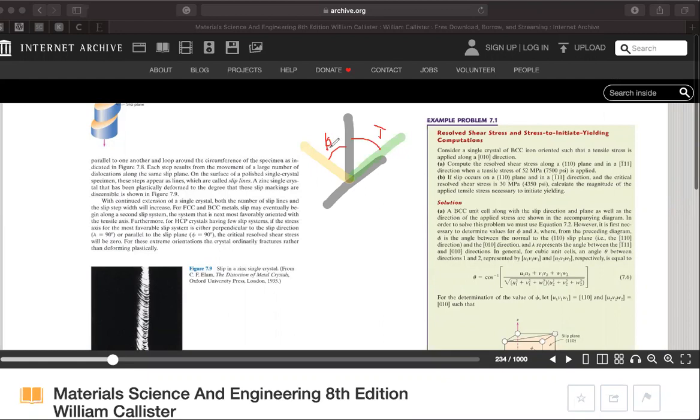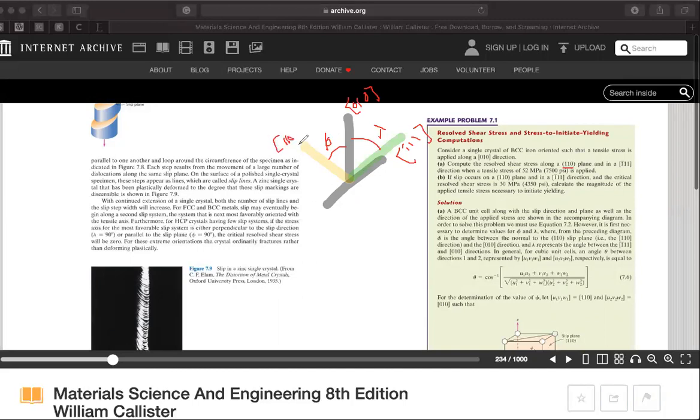Now this one is given in the question, it is the 0, 1, 0 direction. And this one also is given, it's the -1, 1, 0 direction. And this one was not given, but because this is a plane, the normal to the plane will be the direction with the same indices. So what is the plane indices? It is 1, 1, 0, right? So the plane is 1, 1, 0, so the normal to that plane will be 1, 1, 0.